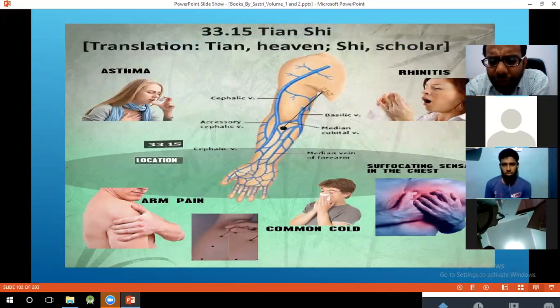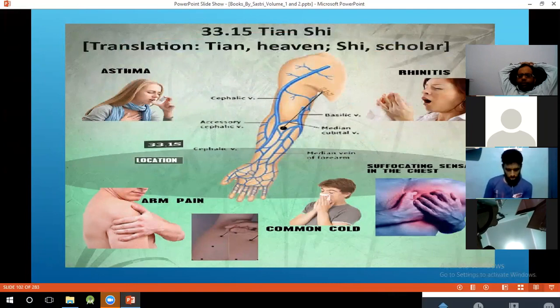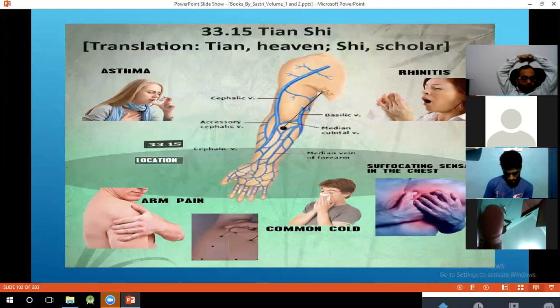Use it with... 33.14 and 15 can be used with 7 tigers, 77.26 to 728. And then we can combine it with 34 in addition to 34. We'll see extended results with frozen shoulder and other problems in the patient, especially in bursitis.